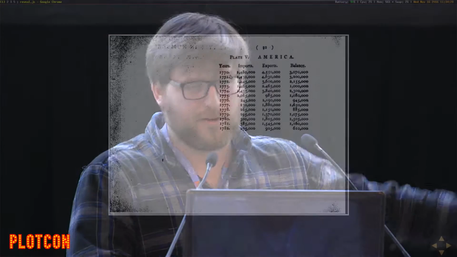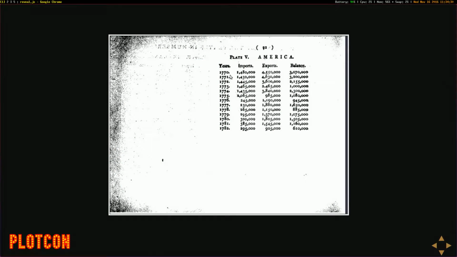And this is England's balance of trade with America. So it's all their imports, all their exports. And we can look at this table and maybe try to glean some structure here. We might notice that something happened around 1776 that changed the balance of trade between England and the US. But it's hard just from squinting at this table to get a good sense of the more interesting trends in this data.